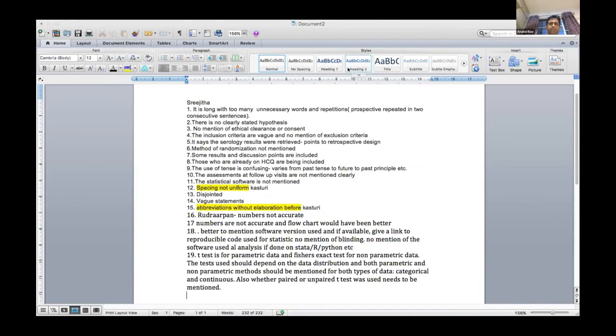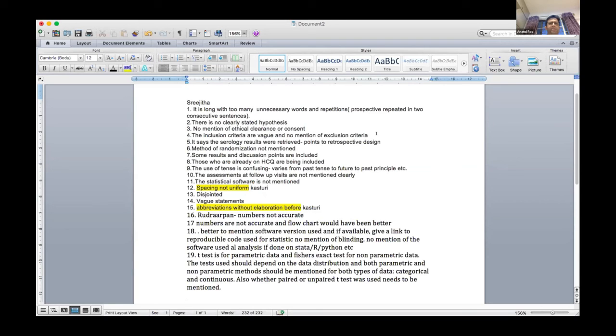Okay. So I've just clubbed all those suggestions which came in from my team members. Srijita also had wonderful suggestions to give. The same thing that Dr. Ravindran has done: a hard work creating a difficult method section which anybody can reject. It has too many unnecessary words and repetitions. And Srijita had this contention that there is no clearly stated hypothesis, no mention about ethical clearance, which Rudrapan did mention. Inclusion criteria are vague, no mention of exclusion criteria.